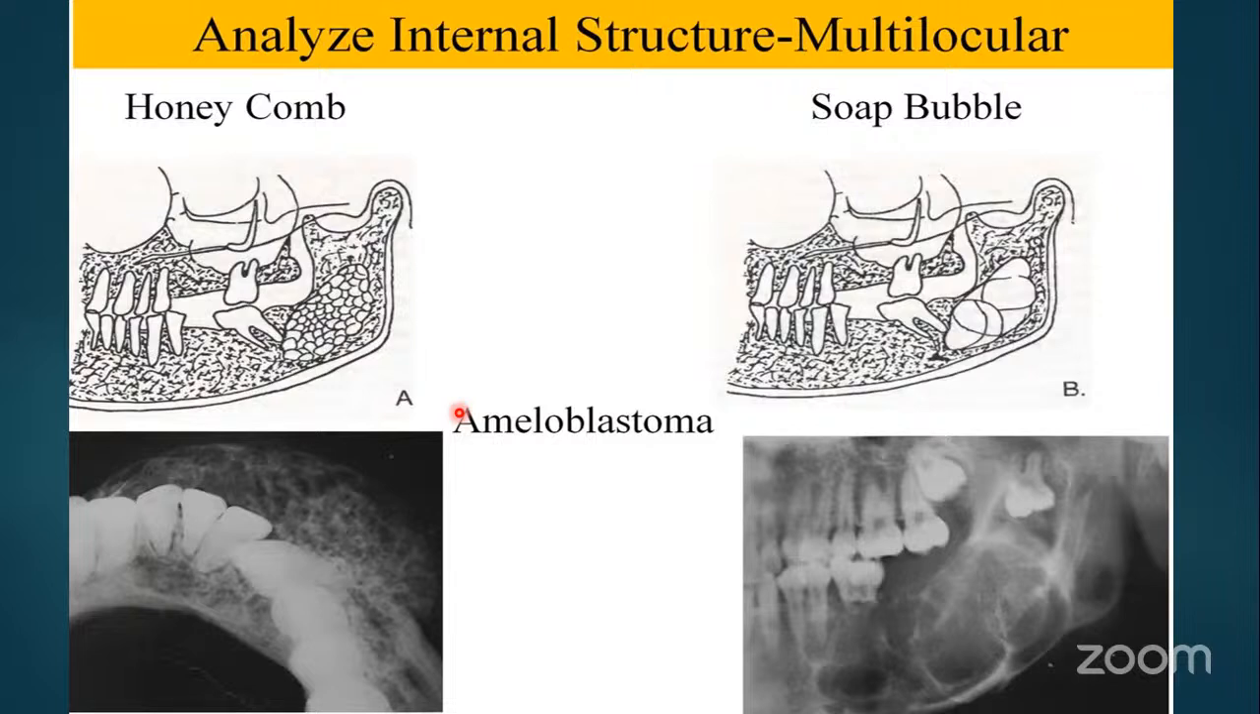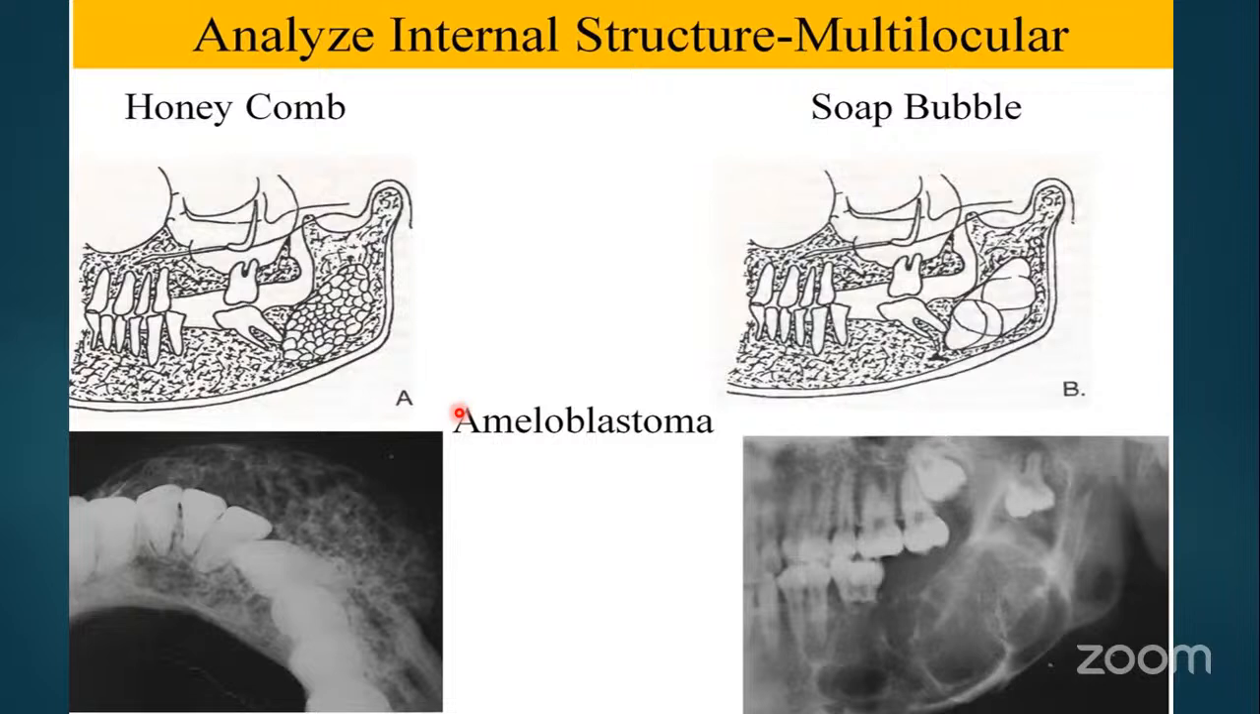Whereas on the other hand, if you see your soap bubble appearance, it is not uniform in size, but one lobule will be big, one will be small, and one will be medium size. So it's almost the same, like your honeycomb and your soap bubble. It is seen in case of your ameloblastoma, but depending on the size of the lesion and how it is being presented, the diagnosis can be shortlisted.